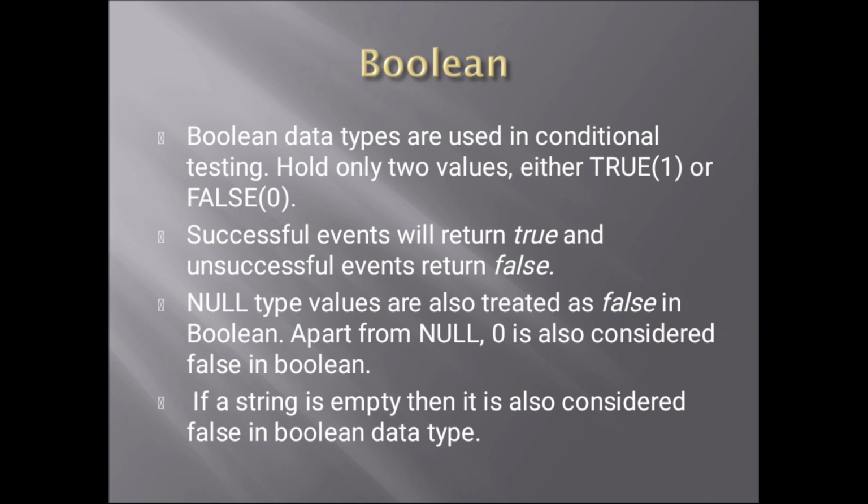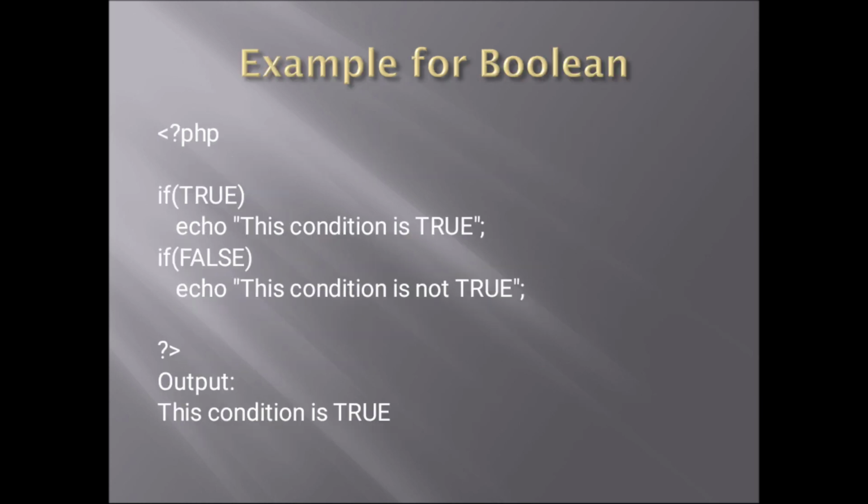Null type values are also treated as false in Boolean. Apart from null, a 0 is also considered false in Boolean. If a string is empty, then it is also considered false. This is the Boolean data type. Here is an example for the Boolean data type.